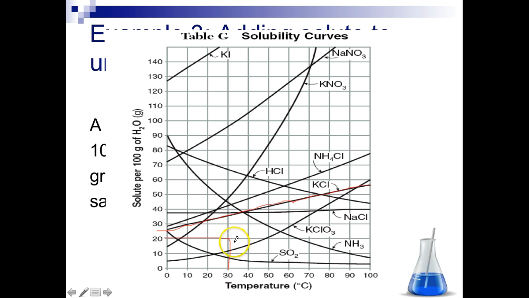So I want to know how many more grams I would have to add to get a saturated solution. I've already added 20 grams. Now, how much do I need to add to get it up to here? Well, this is about 35 grams. If we go up to this line and then go over, that's about 35 grams. So how many more grams would I have to add? What's the difference between 35 and 20? I would have to add about 15 more grams in order to get this solution saturated.